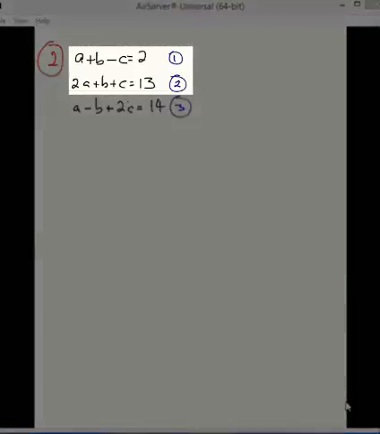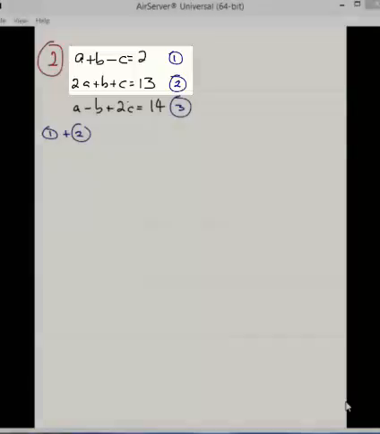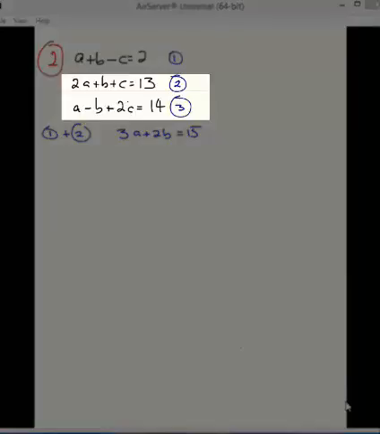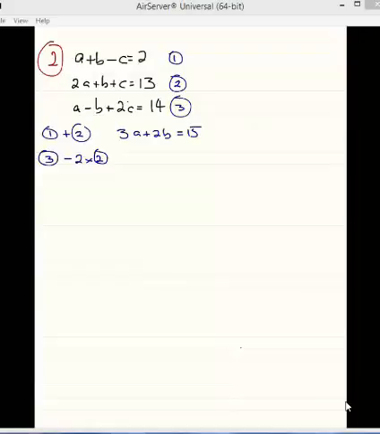Now if I add equations 1 and 2, the c's are going to disappear because we've got a negative c in the first one and c in the second. So that'll leave me with 3a plus 2b is equal to 15. So I've eliminated c. I need another equation that's just a and b with no c. And in equation 3, I've got 2c. So what I'm going to do is take the third equation and subtract two lots of the second equation, because then I'll have 2c minus 2c and the c's will disappear again.